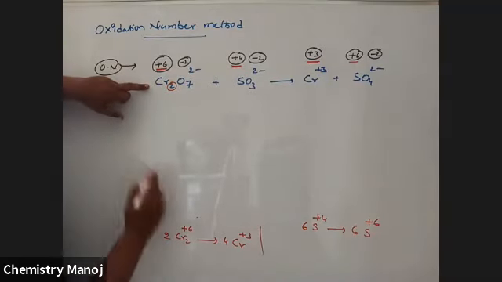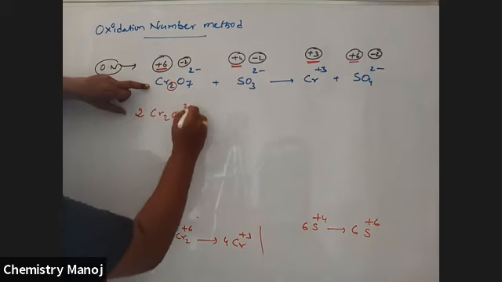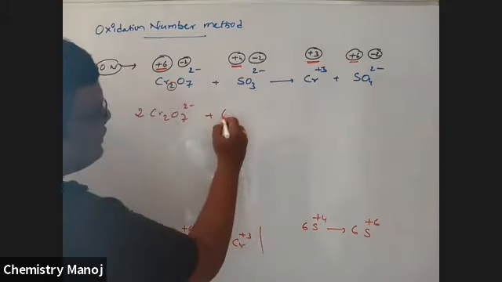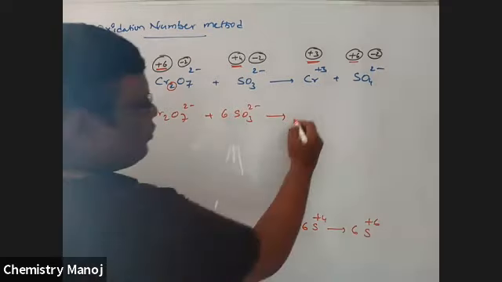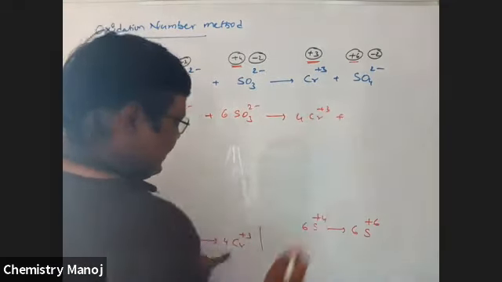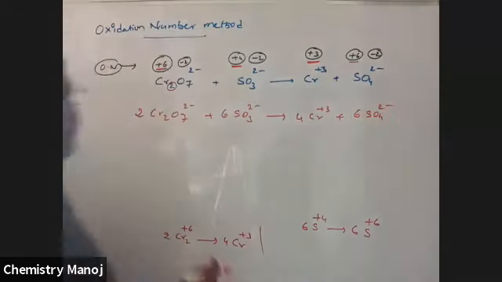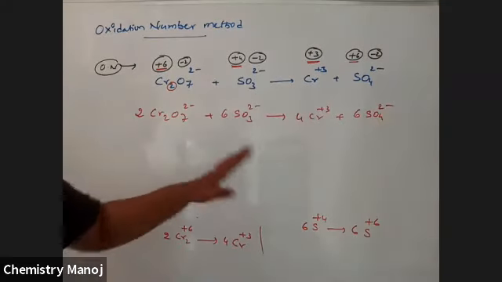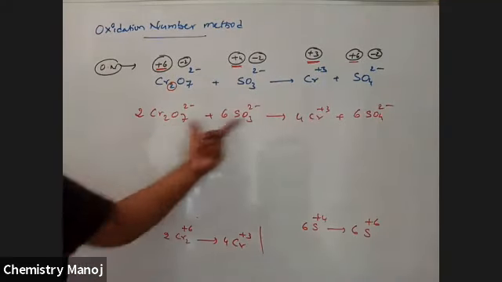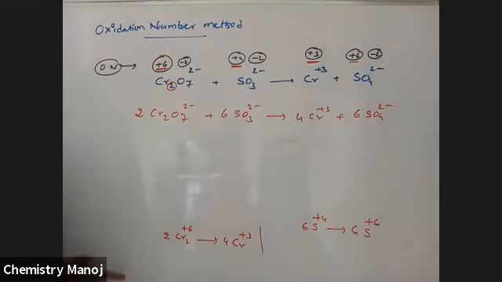So this is 2 Cr2O7 2 minus plus 6 SO3 2 minus gives 4 Cr plus 3 plus 6 SO4 2 minus. Don't change anything else. Just replace these elements in the original position. Now check whether elements are balanced.